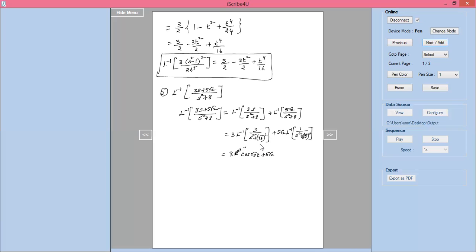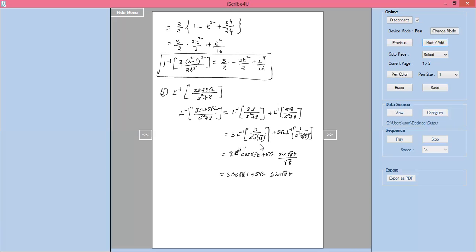Now for this one, 5 root 2 into a divided by s square plus a square is nothing but sine a t. So sine root 8t divided by root 8. Sine a is not there, that's why I'm writing root 8 here. Okay, so if you want, we can simplify this: 3 into cos of root 8t plus 5 root 2 into sine of root 8t divided by root 8.